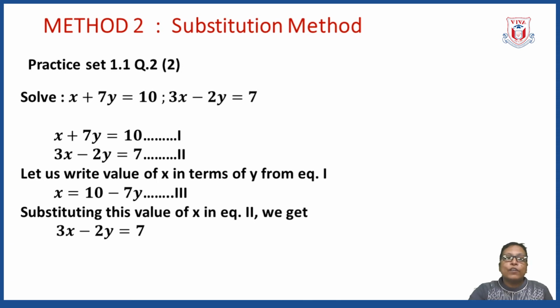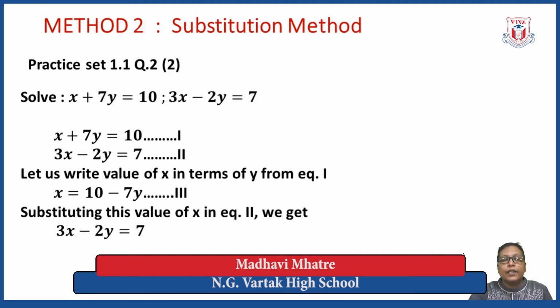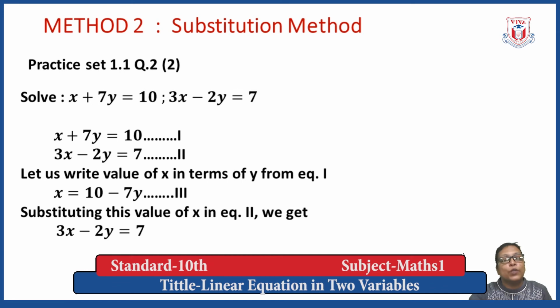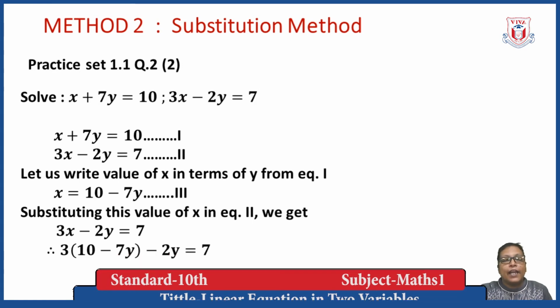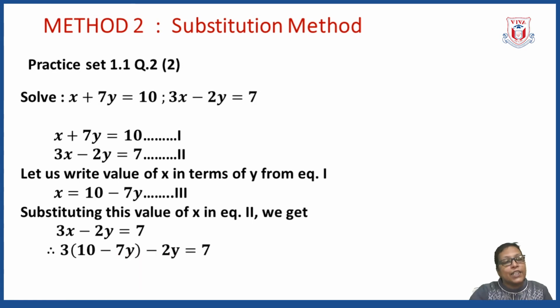Equation number 2 is 3x minus 2y is equal to 7. So here in this equation, in place of x we are going to write 10 minus 7y. We are going to replace x by 10 minus 7y. You can observe that after 3 we have put a round bracket and we wrote the value of x as 10 minus 7y, minus 2y is equal to 7.